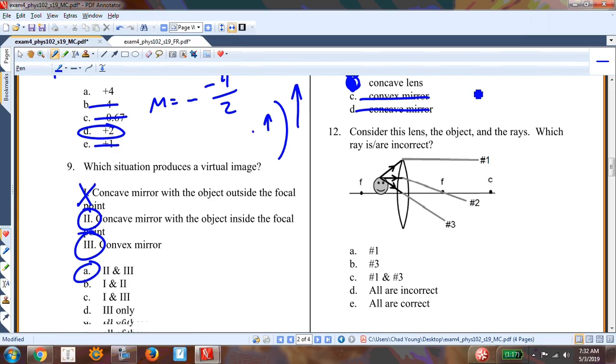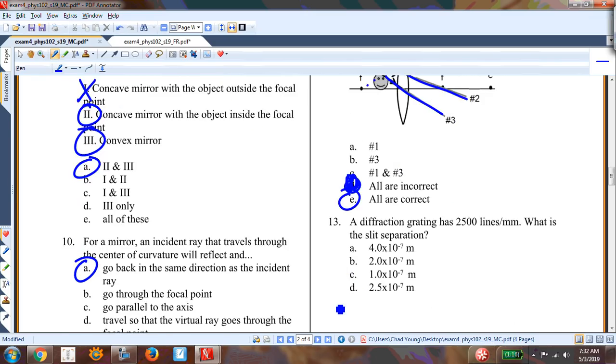Okay, consider this lens, the object, and its rays. Which ray is or are incorrect? All right, well, this one goes through the focal point, and then it goes parallel to the axis, through the focal point, and that one goes straight through the center of the lens. So all of those are correct.